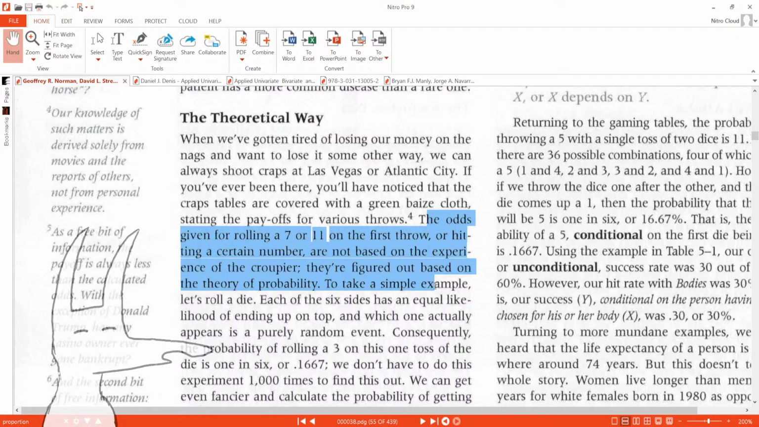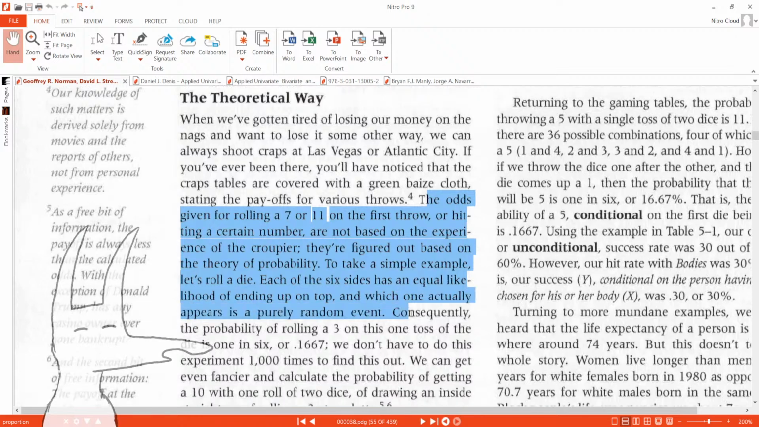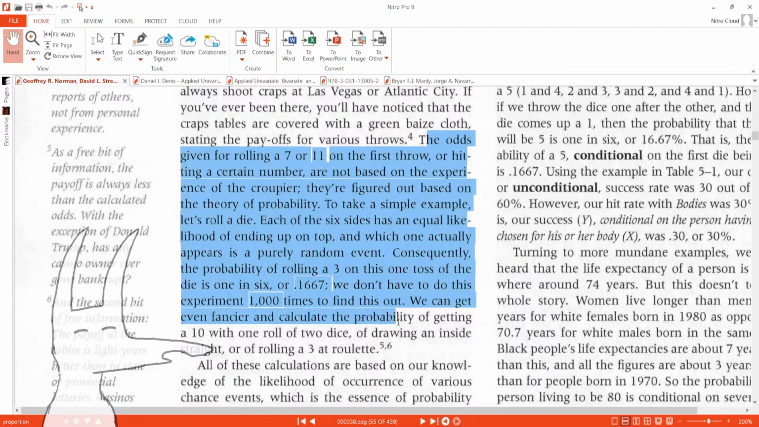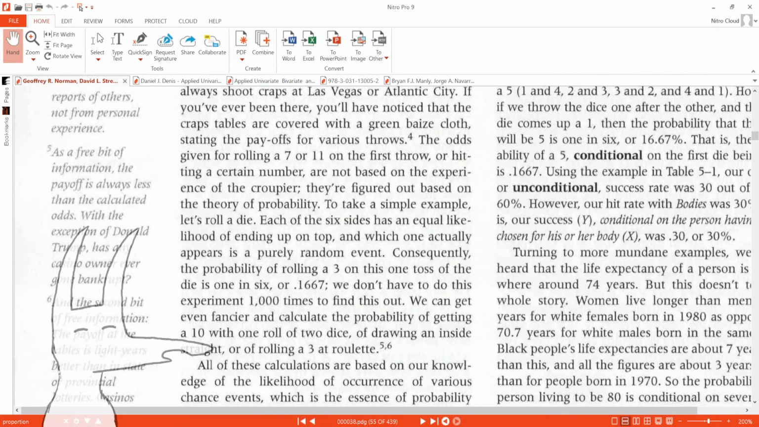Take a simple example. Let's roll a die. Each of the 6 sides has an equal likelihood of ending up on top, and which one actually appears is a purely random event. Consequently, the probability of rolling a 3 on this one toss of the die is 1 in 6, or 0.1667. We don't have to do this experiment 1,000 times to find this out. We can get even fancier and calculate the probability of getting a 10 with one roll of 2 dice, of drawing an inside straight, or of rolling a 3 at roulette.